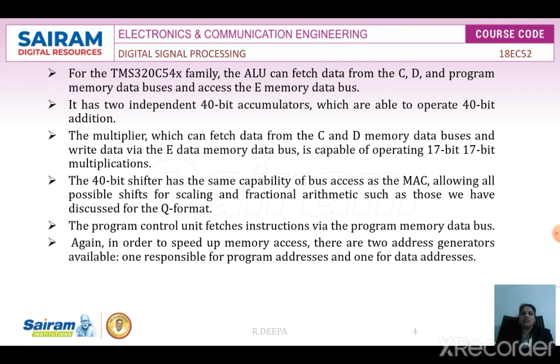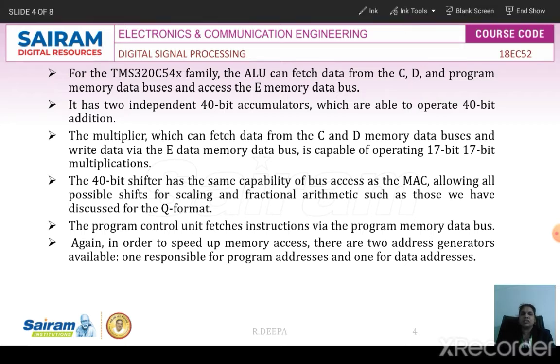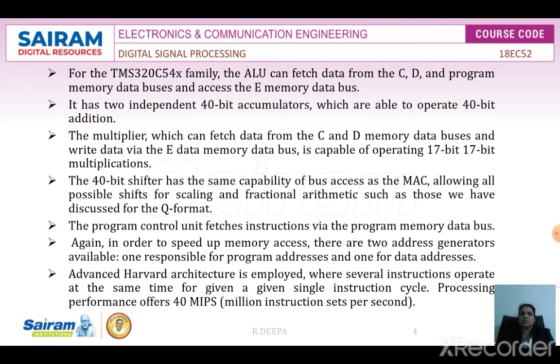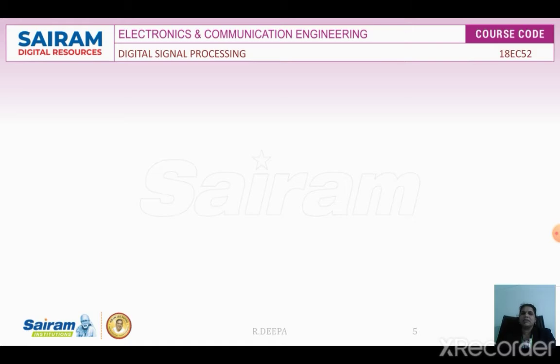And also in order to speed up the memory addresses, we have got two address generators. One is responsible for the program address and another one is for the data address. And as I have told, it is going to follow the Harvard architecture where several instructions will be operated at the same time, and thereby we can increase the speed of the processor. And if you see the processor speed, it is offering 40 million instructions per second.